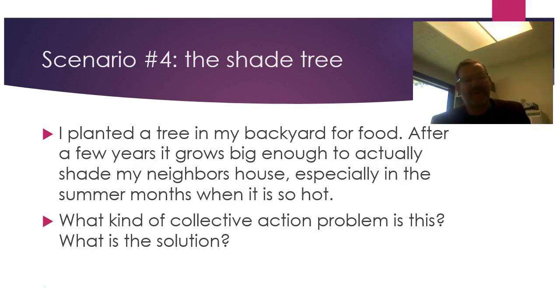Scenario number 4, the shade tree. I planted a tree in my backyard for food so I could have some nice fruit in the summers. After a few years, it grows big enough to actually shade my neighbor's house, especially in the summer months when it is so hot. What kind of collective action problem is this, and what is the solution?